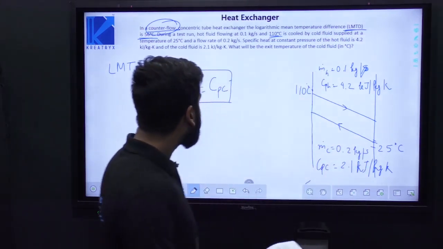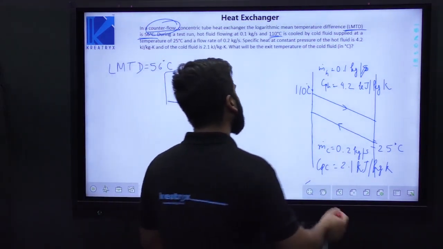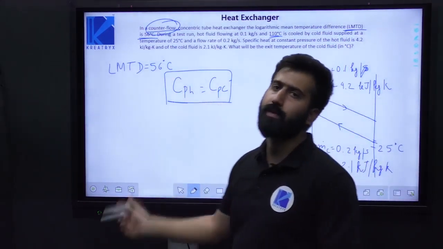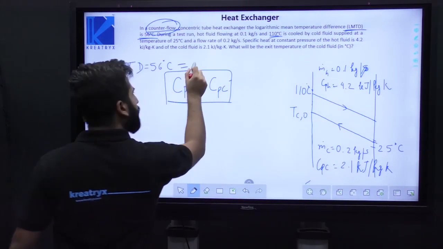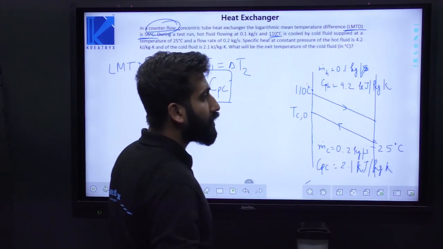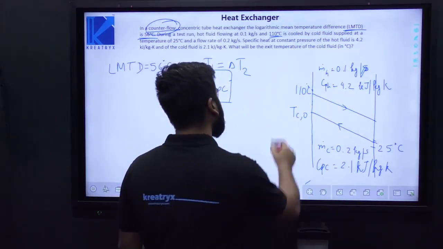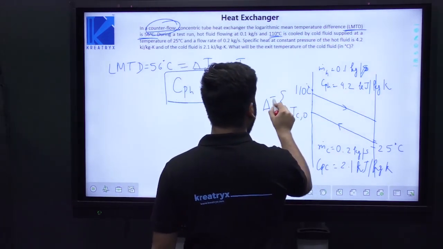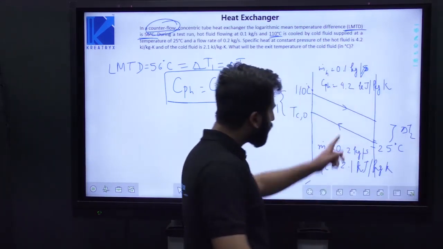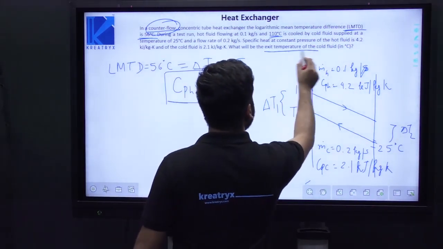Okay, so they have asked us what will be the exit temperature of the cold fluid. That is, this will be the exit temperature. Let it be T_co. Now I have LMTD with me. LMTD will be equal to delta T1 will be equal to delta T2 in this case only, because the heat capacities of both the fluids are equal. So this is delta T1 and this is delta T2. You can even find the outlet temperature of the hot fluid, but we have been asked what will be the exit temperature of the cold fluid.